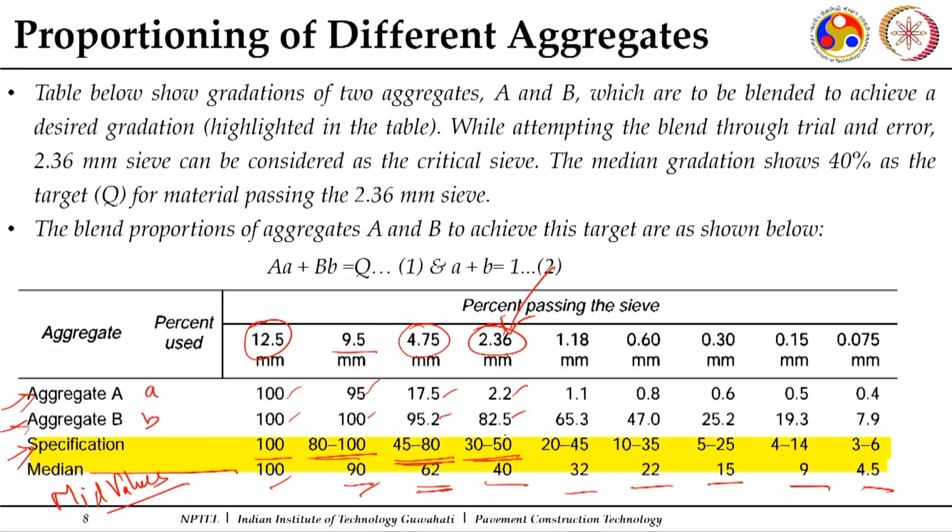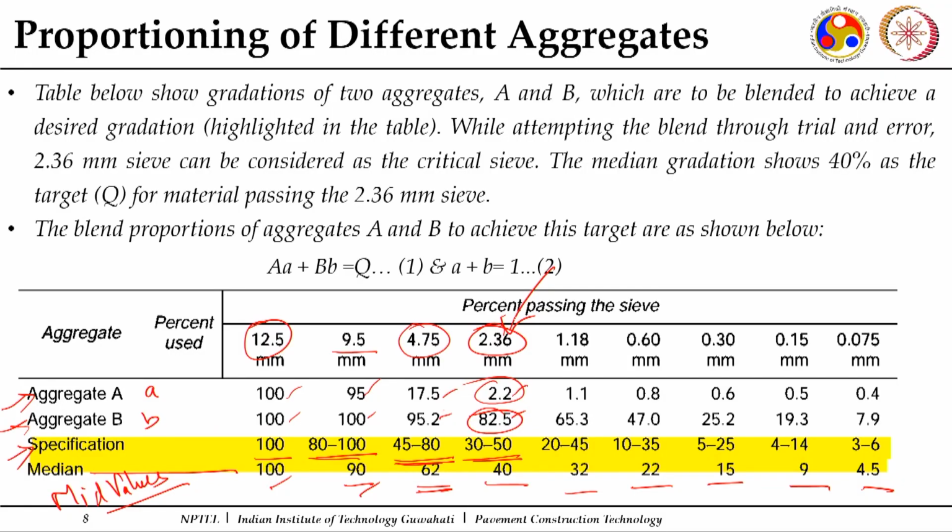Here you will get material only from this percentage passing, because there is very little material available with it. So these are important sieves which need to be worked out when you are doing these trial and error exercises. So, if I select say 2.36 as one of my sieves to attempt the trial and error.